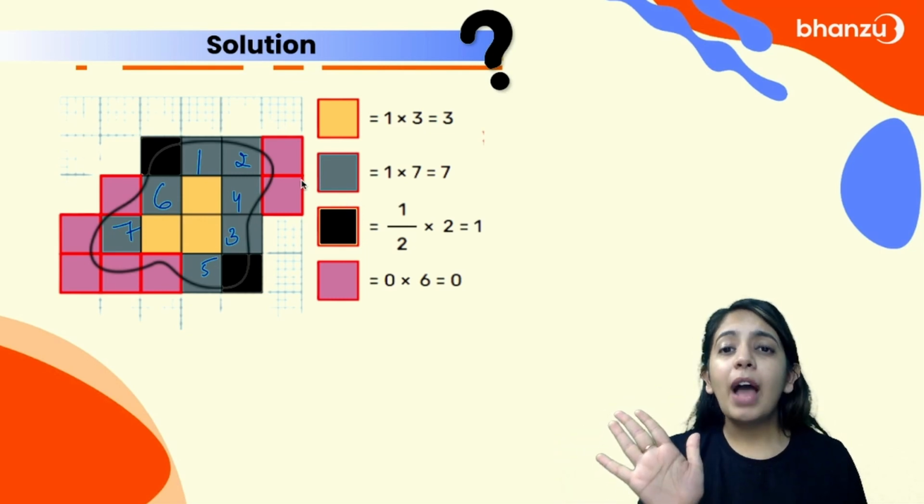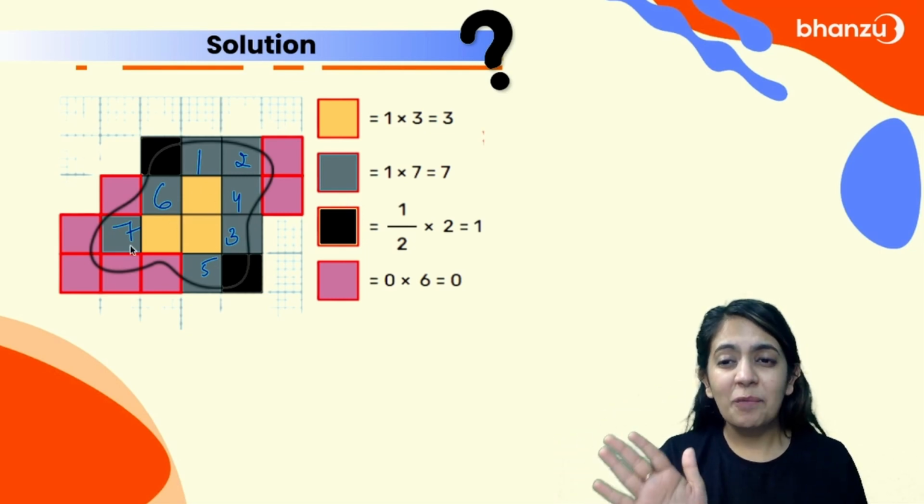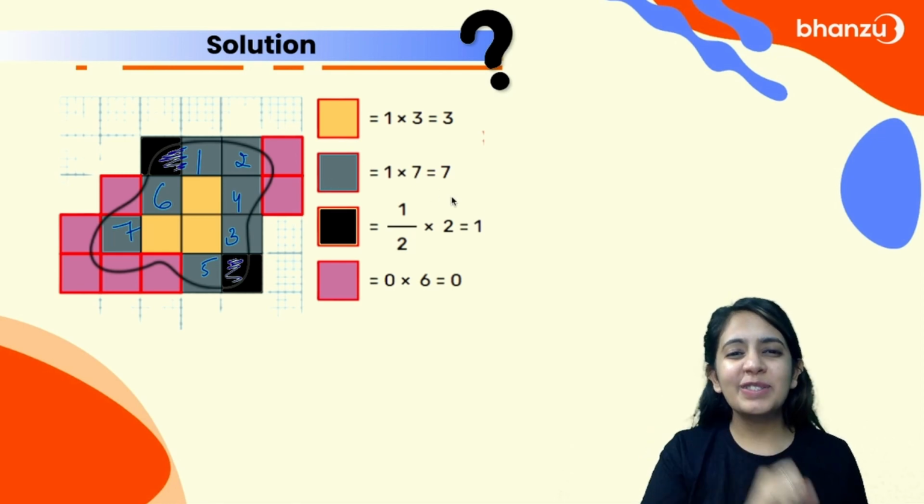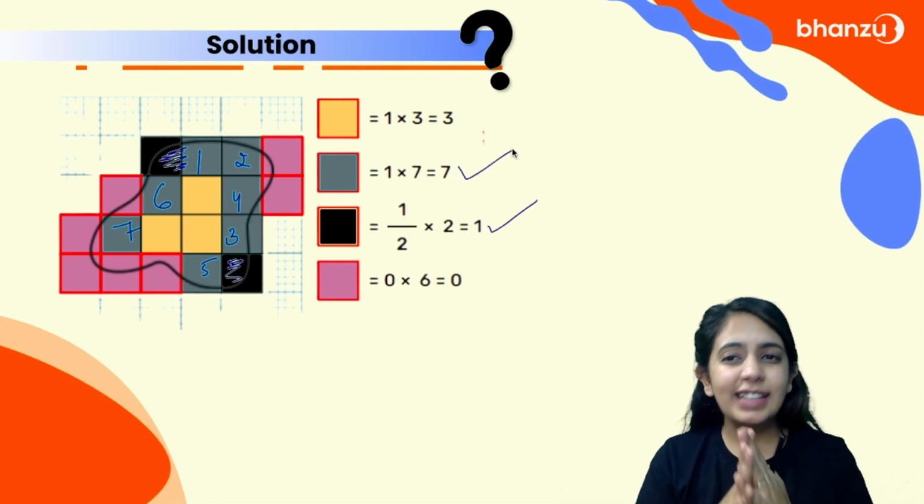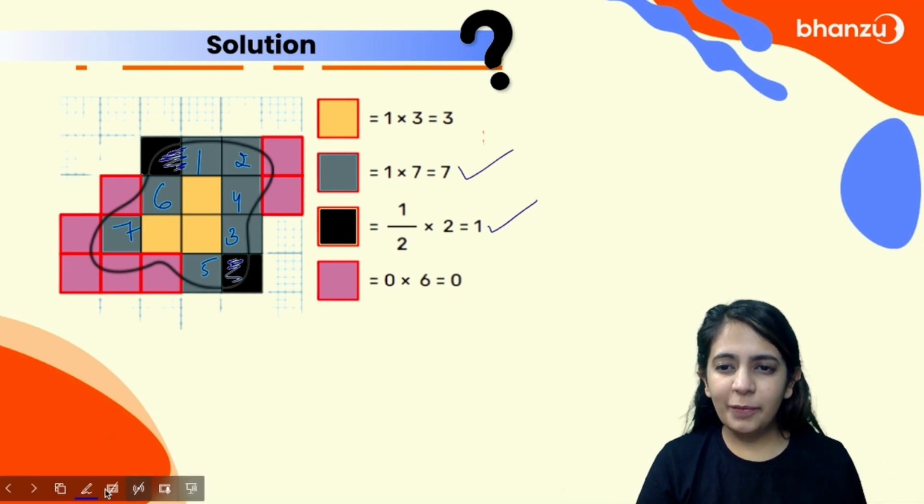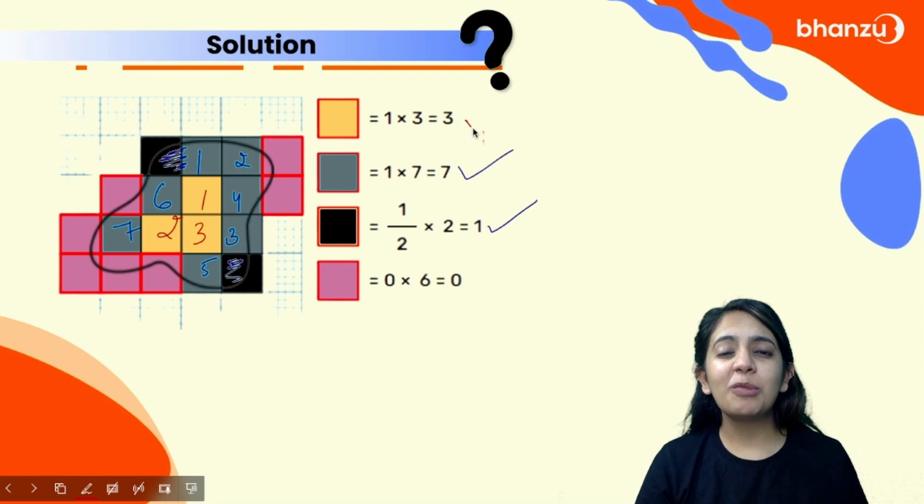Okay. Now, how many half boxes are there? Let's see. So there are 1, 2. 2 half boxes. So half and half together makes 1, right? Okay, we have done these 2. Now let's count the number of full boxes. So here we can see that there are 1, 2 and 3 full boxes.